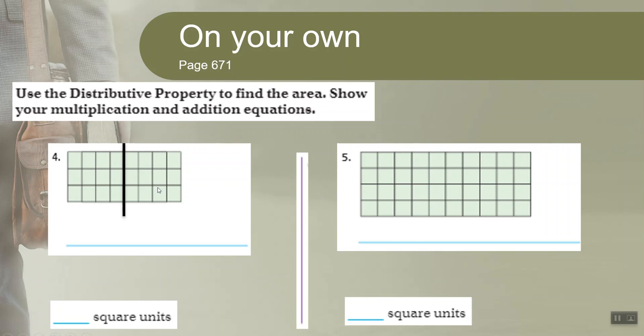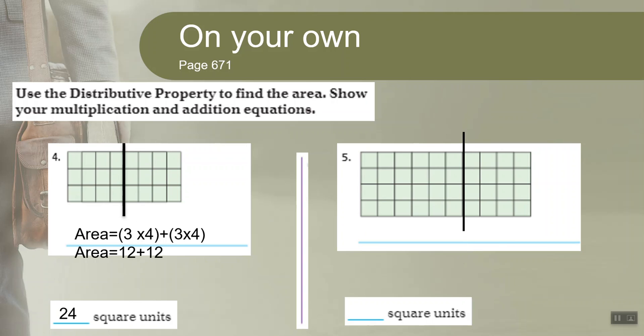So, using the distributive property, we will use brackets to represent the area of each rectangle in this way. Area of the first rectangle, 3 times 4, plus the area of the second rectangle, 3 times 4. So 3 times 4 equals 12, and 12 plus 12 equals 24 square units. What about number 5?